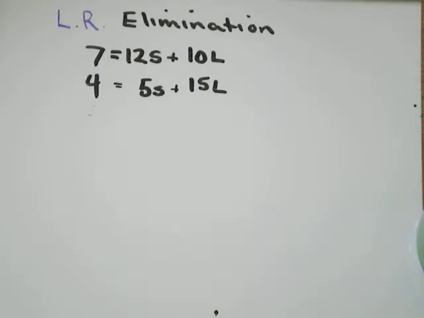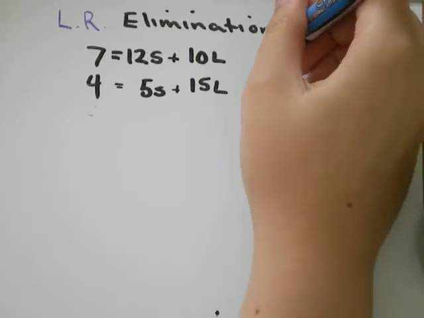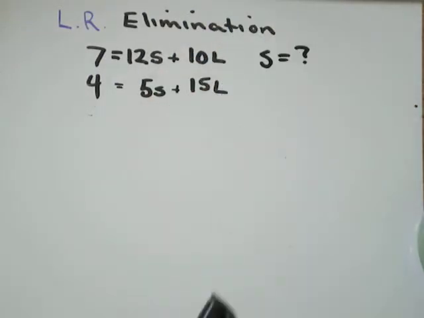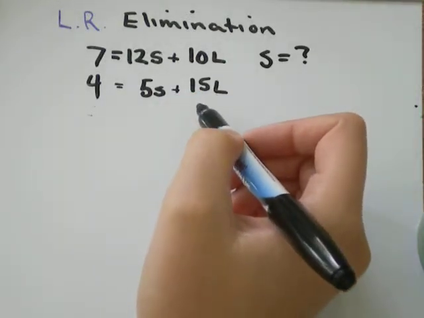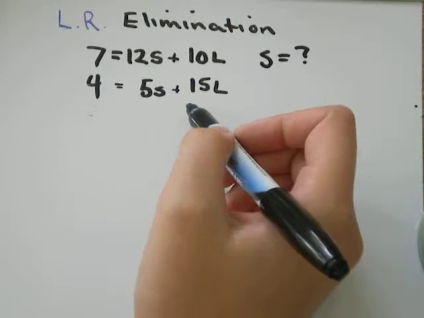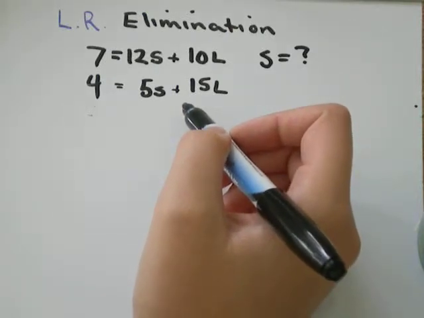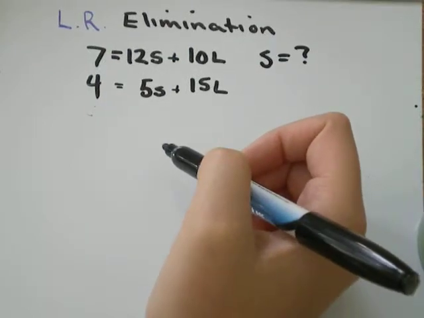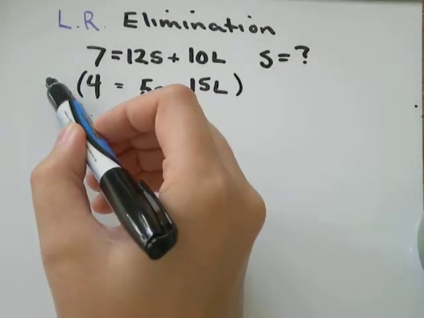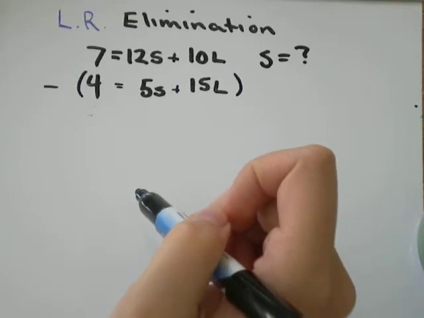Now, the question says how much does a single small lure weigh? So S is what we're solving for. So I need a way to make the variable L go away, because I can't solve an equation that has two variables in it at the same time. So I'm going to use the elimination method. The elimination method says you subtract one equation from another.